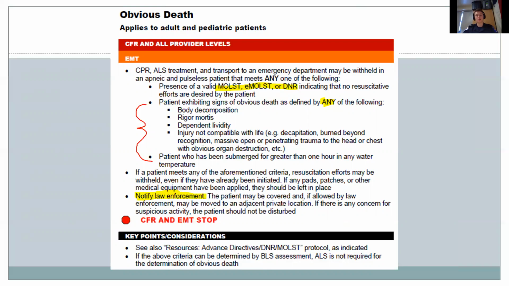Also, if the patient has been submerged for greater than 1 hour. That means not scuba diving, but the patient was swimming and then they went under, didn't come back up for an hour, had no air while they were down there, you can consider them dead. Whenever you decide to discontinue care, notify law enforcement. All these situations can be very difficult legally, but having law enforcement there to back you up and ensure that you're on the correct side makes everything a lot simpler.